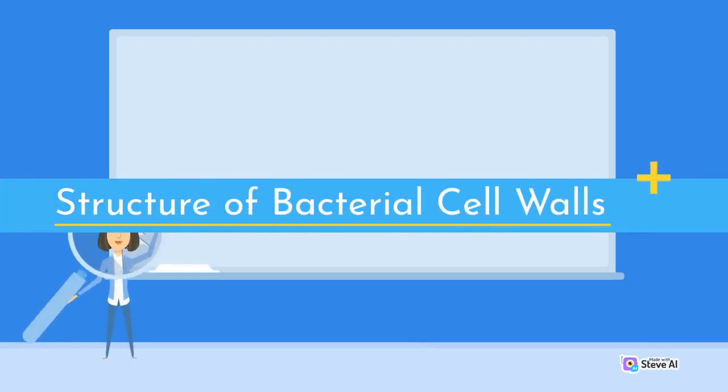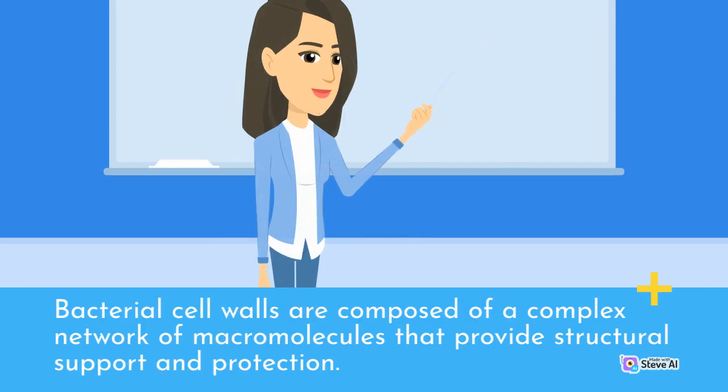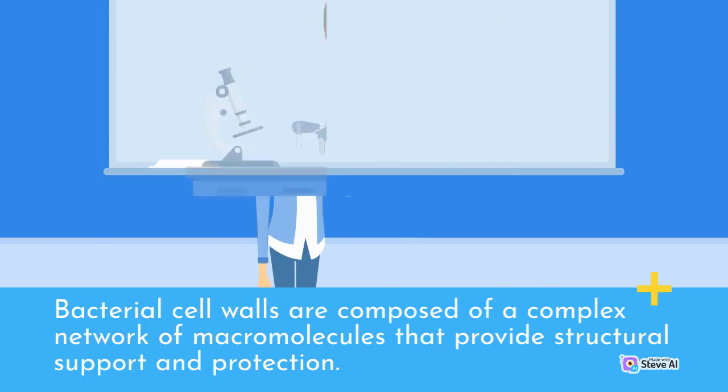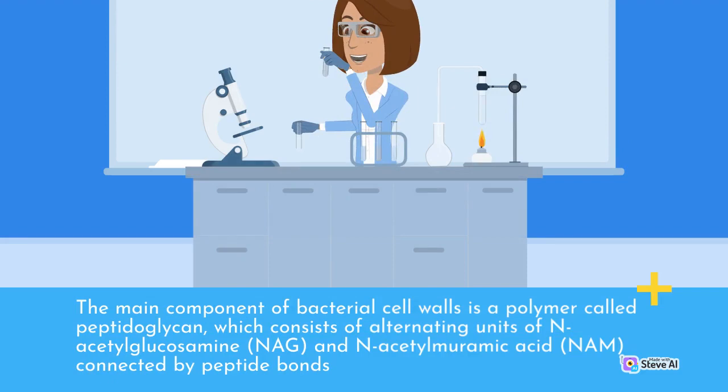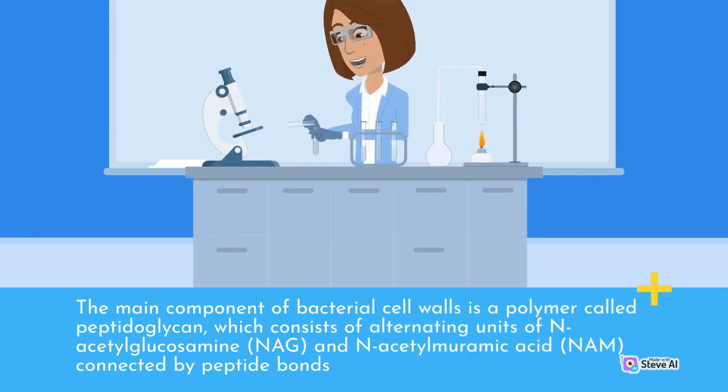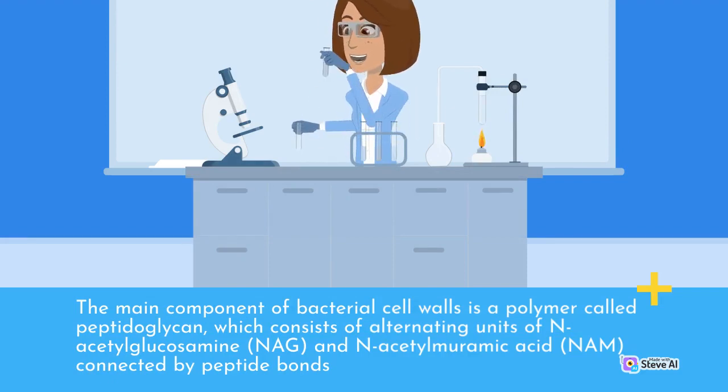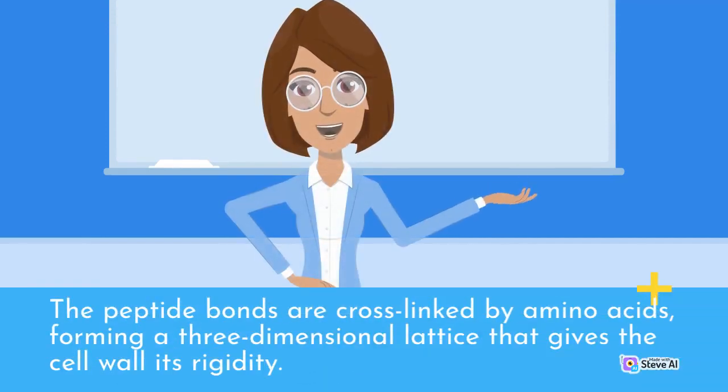Structure of bacterial cell wall. Bacterial cell walls are composed of a complex network of macromolecules that provide structural support and protection. The main component of bacterial cell walls is a polymer called peptidoglycan, which consists of alternating units of N-acetylglucosamine, NAG, and N-acetylmuramic acid, NAM, connected. The peptide bonds are cross-linked by amino acids, forming a three-dimensional lattice that gives the cell wall its rigidity.